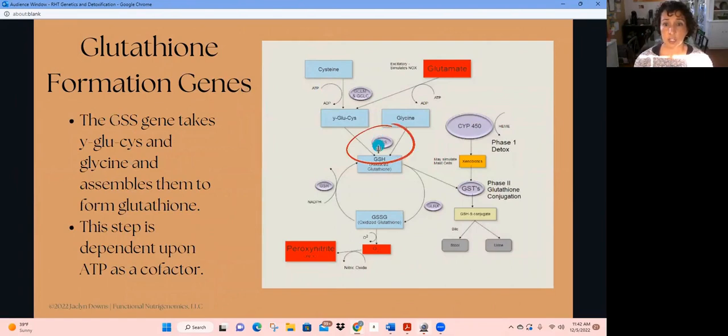So the GSS gene here is the next step where it takes the gamma-glu-cis and the glycine and forms glutathione. And this step is dependent upon ATP. And there's a few other things as well, which I'll talk about in the next few slides. So you can see it's a 3-step process or 2-step process, 3 steps if you consider the recycling, where the 3 amino acids have to be formed together to make the glutathione.